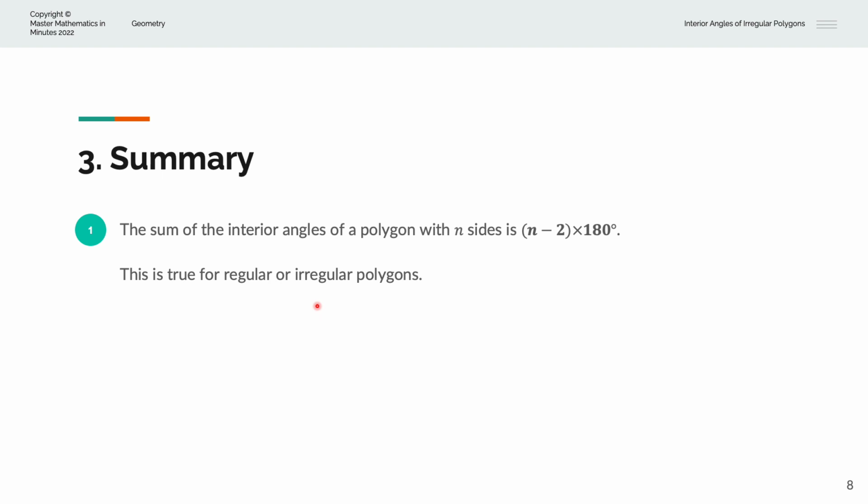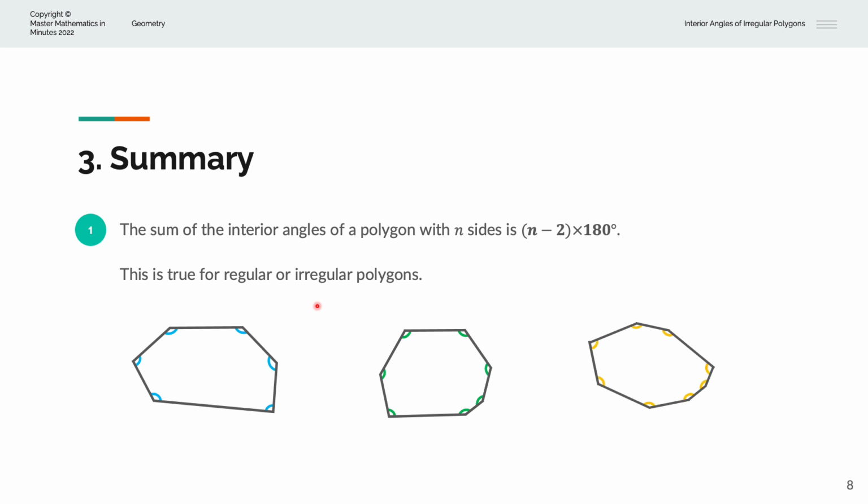So, consider this visually. We have a polygon with 6 sides, and these sides are not of equal length. And we have a polygon with 7 sides, with sides of not equal length as well. And lastly, we have a polygon with 8 sides, and these sides are not equal in length.